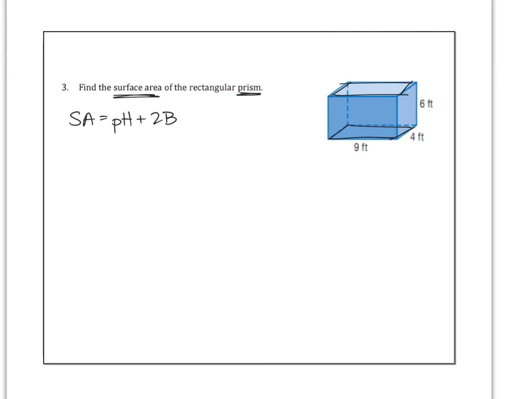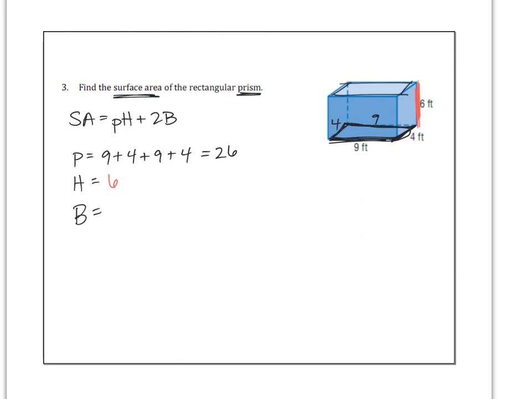Let's go letter by letter. So P stands for perimeter of the base. The base is 9 by 4 by 9 by 4. So add those up. 9 plus 4 plus 9 plus 4 is 26. So the distance around this base is the perimeter, which is 26. H, height of the object. The distance between the two bases. So it's 6. 2 is going to stay 2.